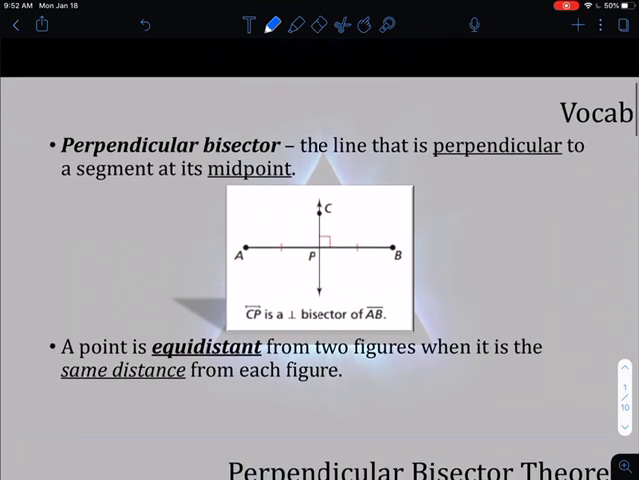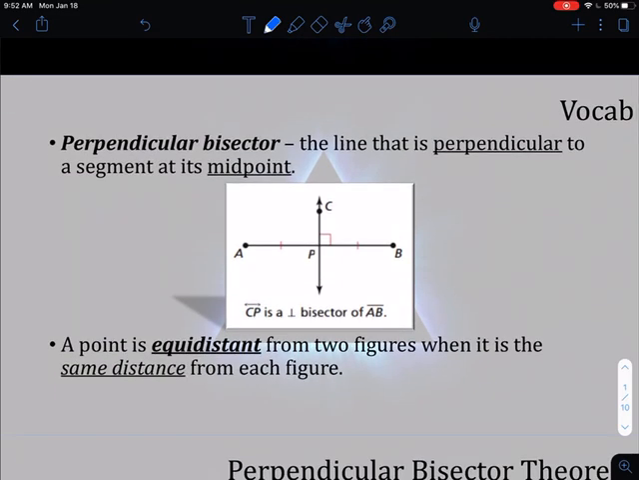So we start off here, like I said, with just some vocabulary, and it's not really new vocabulary. We've seen perpendicular bisector before, so this is more just review of some of these ideas. For a perpendicular bisector, it's a line that's perpendicular, and we know it's perpendicular when we see that little box in the corner. It means that's a right angle. So it says line PC here is perpendicular to line segment AB. Those two pieces are perpendicular because of that little box in the corner.